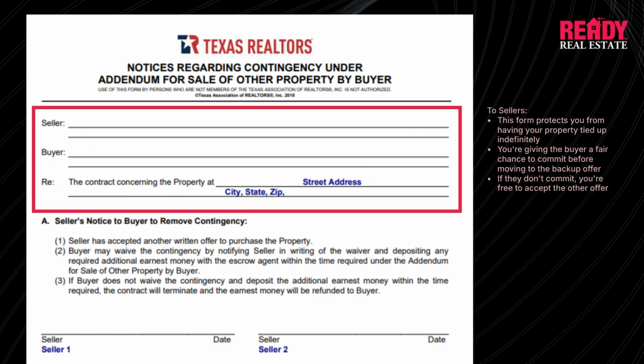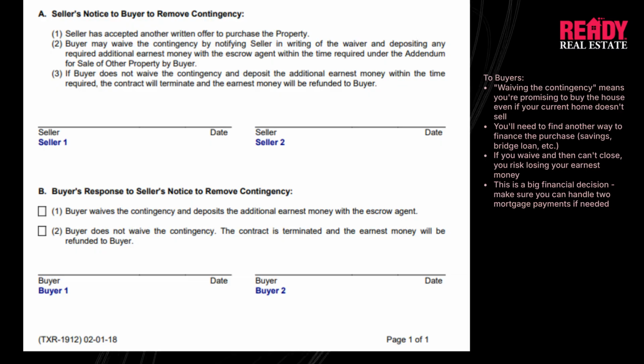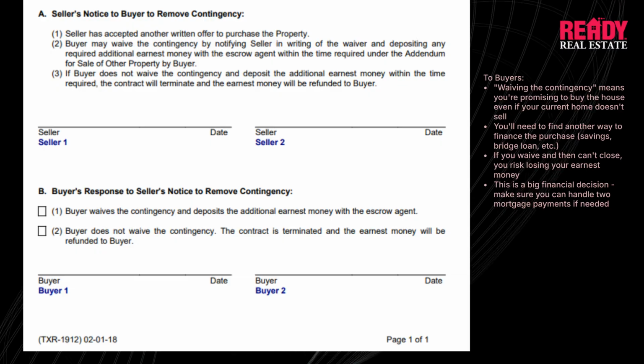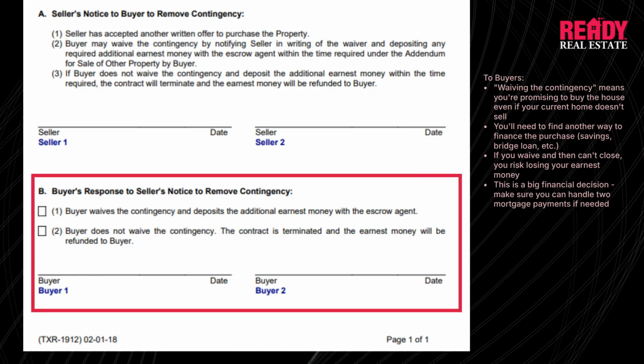The listing agent will fill out this top portion with seller and buyer name and the address of their property. Then the seller will sign it and send to the buyers for their response. The buyers must choose one of 2 options in response. Option 1 means the buyers are all in.